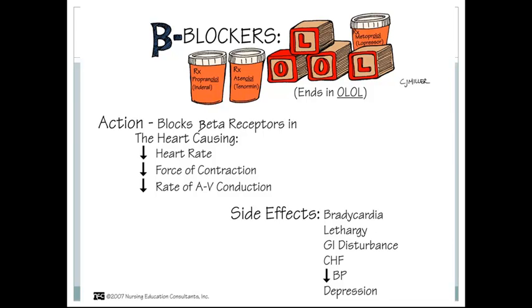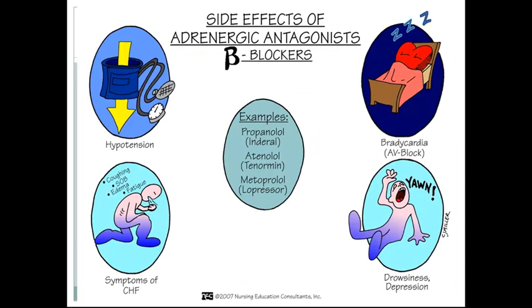So that is a very common side effect. Side effects of the beta blockers: hypotension, symptoms of CHF, so the coughing, shortness of breath, edema, and fatigue, bradycardia, which can often be caused by an AV block in the electrical system in the heart, and then drowsiness, and with the drowsiness comes depression.